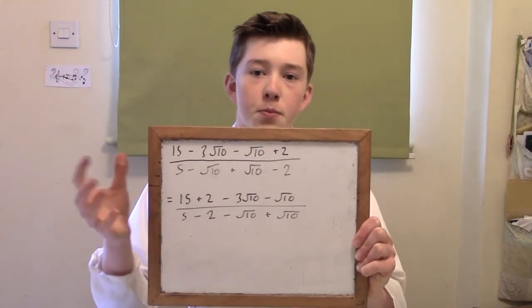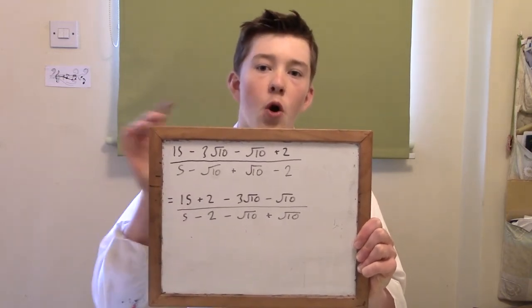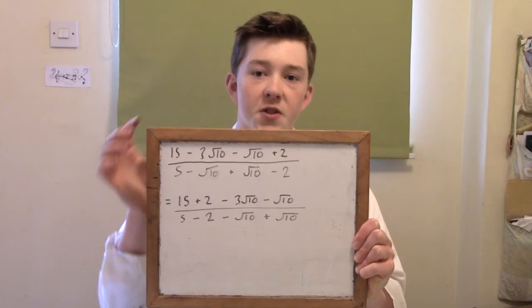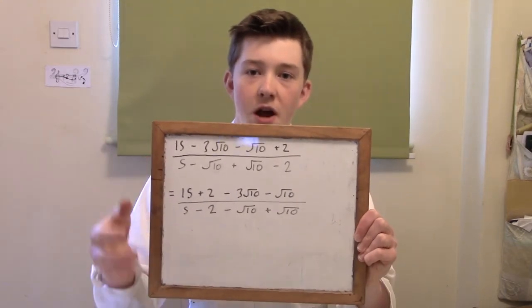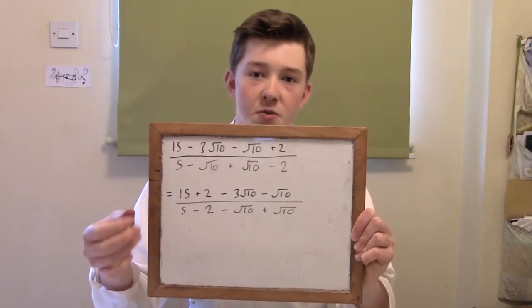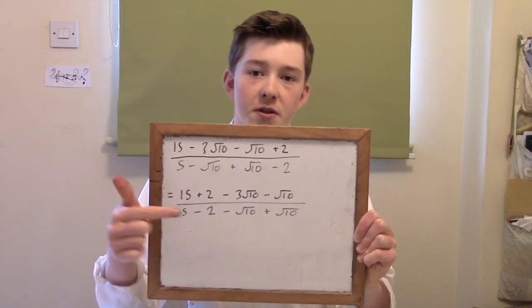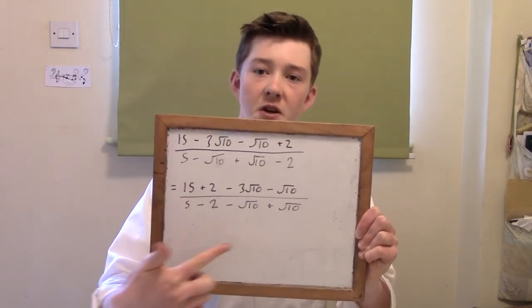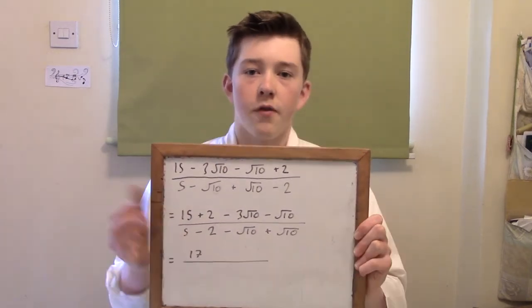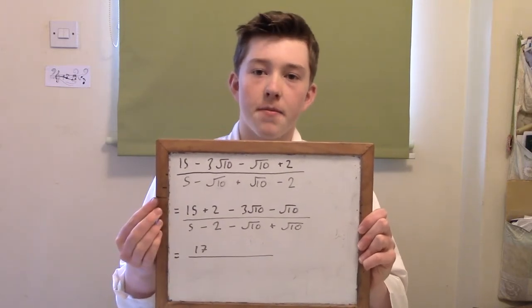All I've done is move the numbers around so that the whole numbers are together and the surds are together. So now we can add the whole numbers to each other and we can add the surds to each other, because they're surds with the same whole number inside the square root sign. First, we'll work on the numerator.